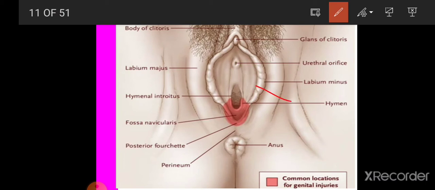This is the labia minora, this is majora, and the vestibule. This is an oval area where different openings, that is the opening of the urethra and the vagina, are there. This is the vestibule area. Then the fourchette, the vaginal fourchette is there. Then the clitoris.